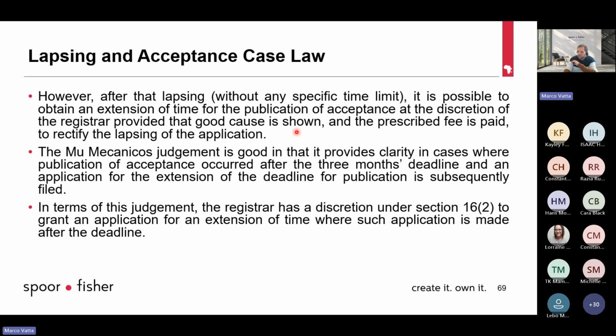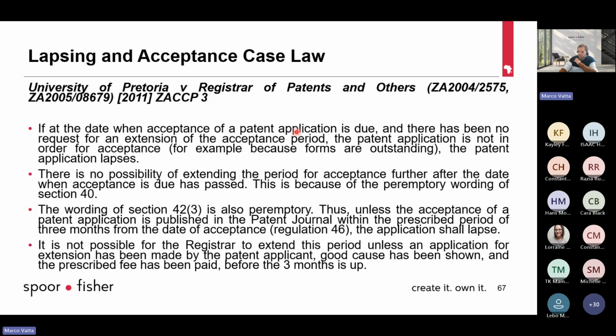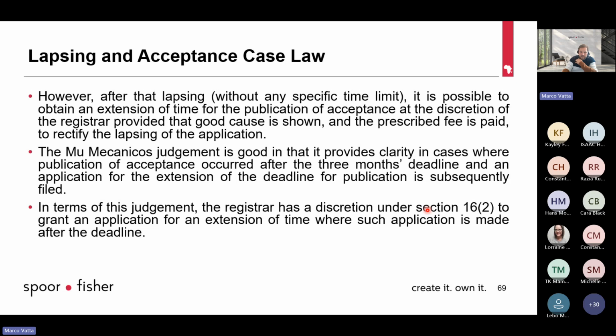So the court made the determination that what the University of Pretoria held over here, that the request must be made before the 3 months is up, is incorrect. And they provided the registrar with the discretion in terms of 16.2 of the Patents Act to apply themselves in either allowing or refusing that request. But ultimately, the court said that it is possible to request that extension after the fact.